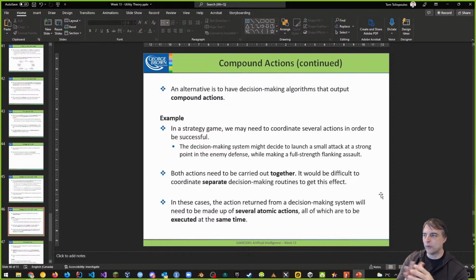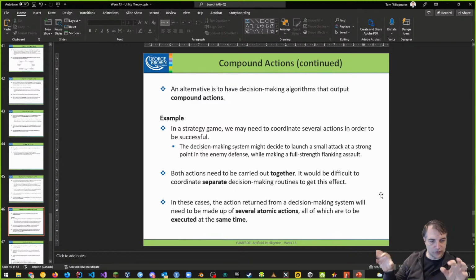The other way, here's an alternative way, is to have decision-making algorithms that output compound actions themselves. So each decision-making algorithm itself has compound actions. For example, in a strategy game, we may need to coordinate several actions in order to be successful. The decision-making system might decide to launch a small attack at a strong point in the enemy defense while making a full-strength flanking assault at the same time with different forces. All right, so two things happening at the same time. Both actions need to be carried out together, and it would be difficult to coordinate separate decision-making routines to get this done.